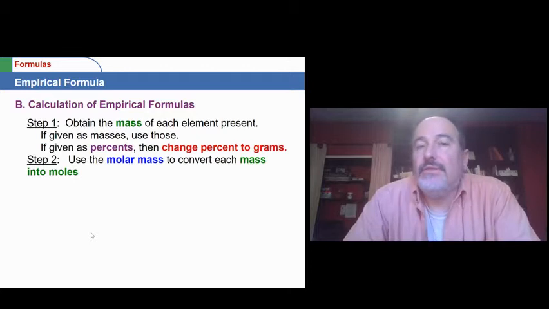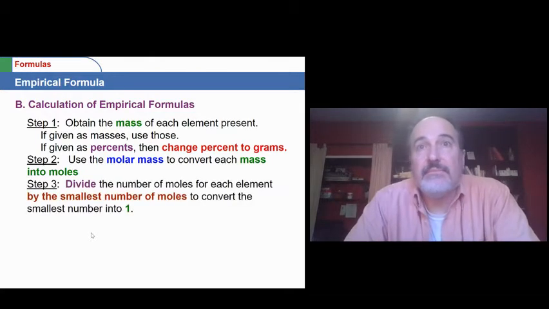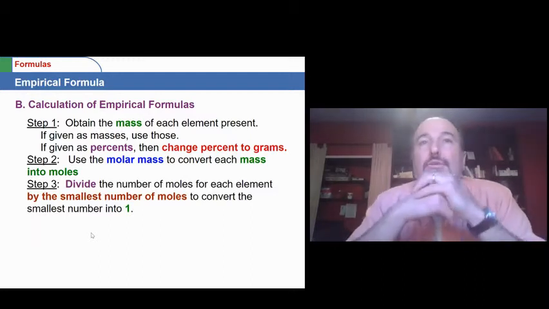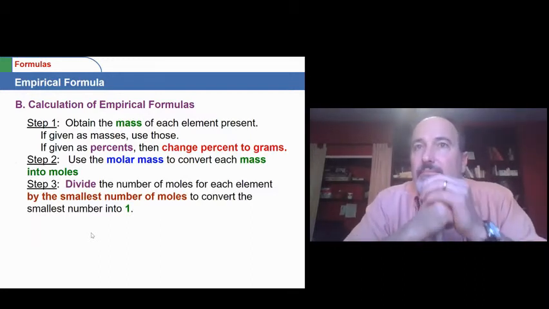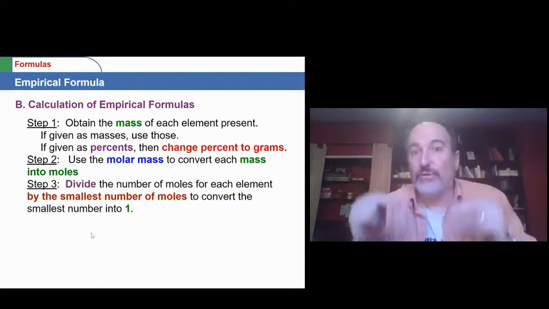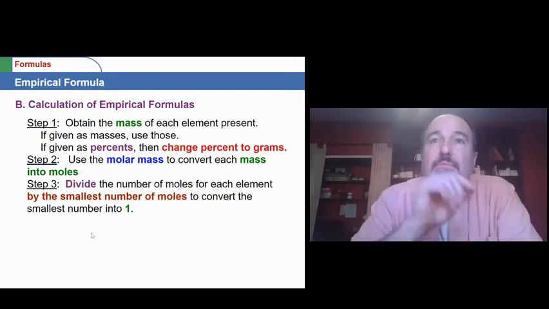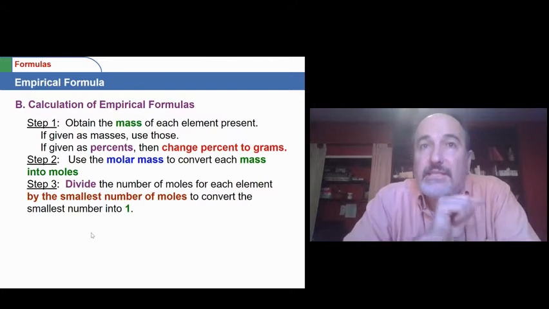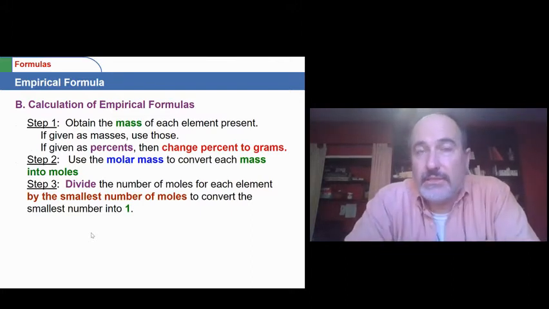Step two, use the molar mass to convert each mass into moles. Just like you would do with a normal chemical conversion, you take the mass in grams and divide by the molar mass. Then the last step, this is the trickiest: you want to divide the number of moles of each element, because you now have moles for each element, by the smallest number of moles to convert the smallest number to 1.